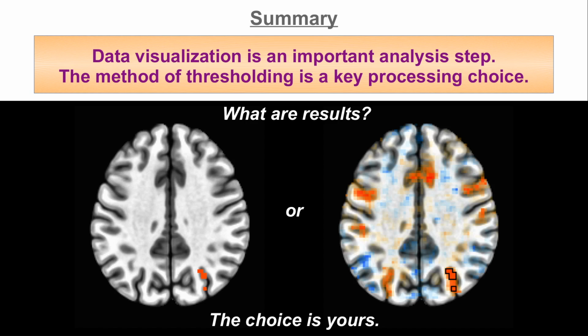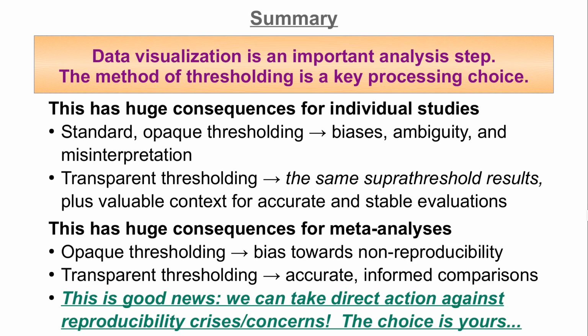Okay, so to summarize, I'd really like to consider data visualization as an important analysis step. It is not something that's done after the analysis or separate from it. How you threshold your data is a processing choice. It affects your meta-analysis, it affects your own interpretation of results. And so when you think about this question, what are my results? Please don't think about it this way, think about it this way. To me, it seems very convincing that this is much richer, and it avoids a lot of difficulties and problems with interpretation that this has.